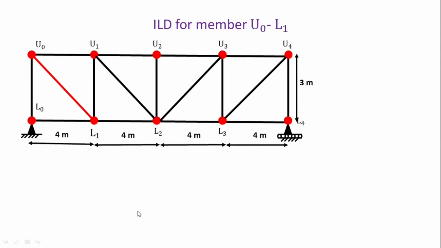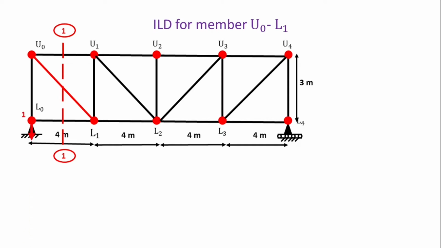Now first we draw the ILD for the member U0 L1, this diagonal member. Here we are using the method of section for finding out the forces in the member. So first we have to apply the unit load on each joint. So here the section is 1-1. This cuts U0 U1, U0 L1 and L0 L1. So take care that this section should not cut more than 3 members.